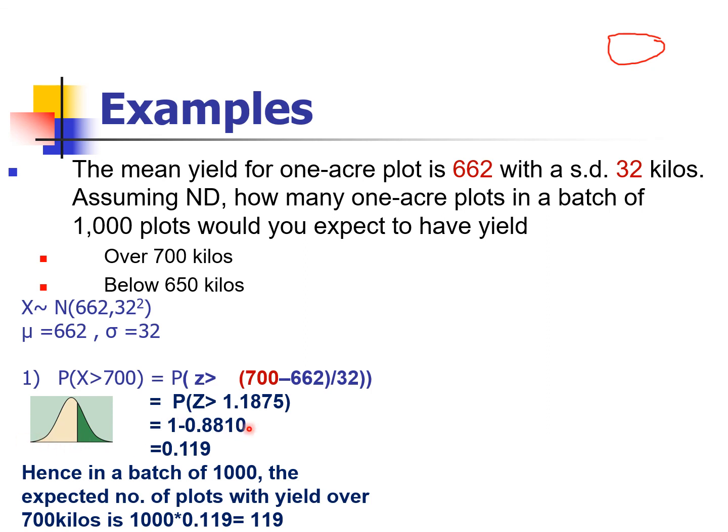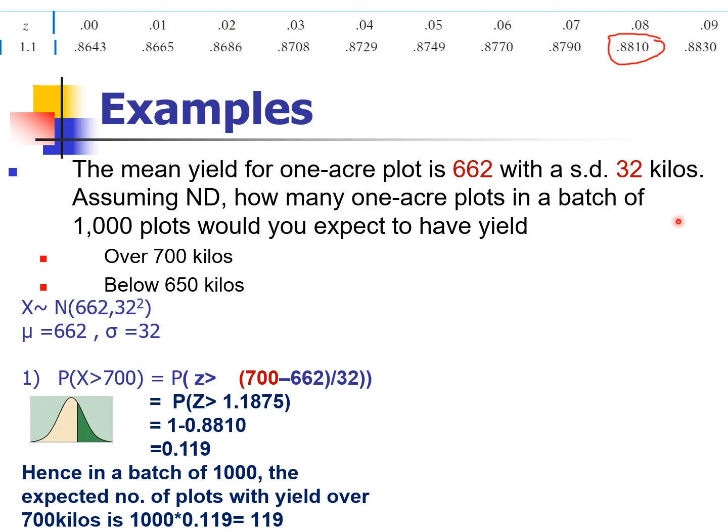So where are you getting this from? From the Z table we can see that for Z value 1.18, you are getting the value 0.8810. So now we are doing 1 minus 0.8810, it comes up to 0.119. Hence, in a batch of 1000, the expected number of plots with yield over 700 kilos is 1000 multiplied by this.